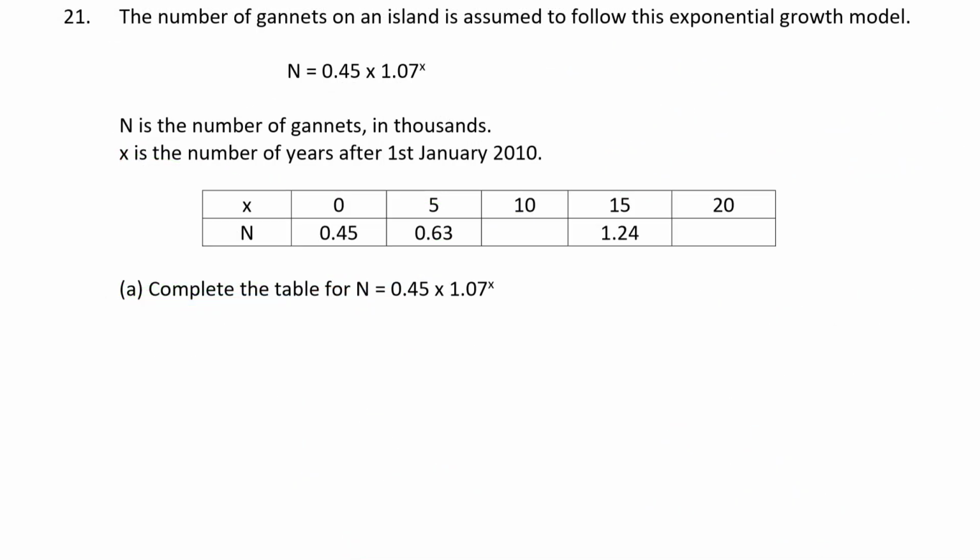Question 21. The number of gannets on an island is assumed to follow the exponential growth model. N equals 0.45 times 1.07 to the power of x. It's a little bit like compound interest. It's interesting we've had a second question on the same topic here. N is the number of gannets in thousands. X is the number of years after the 1st of January 2010. Complete the table for N.